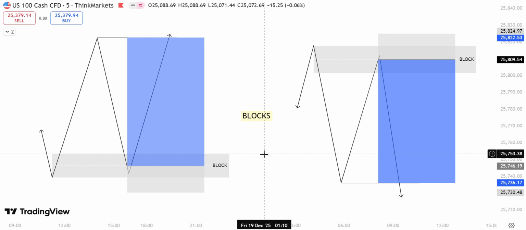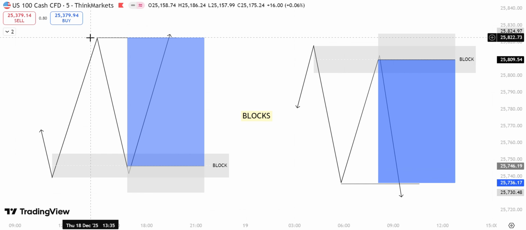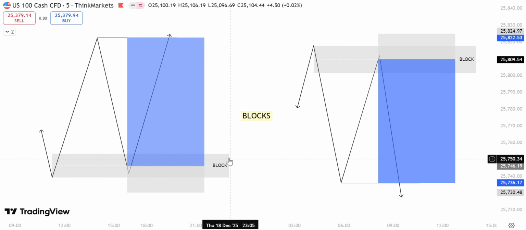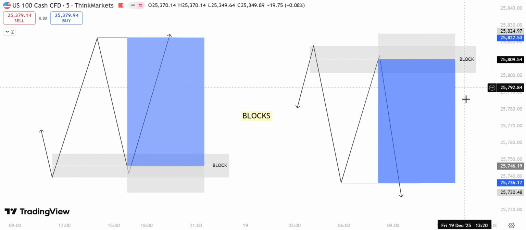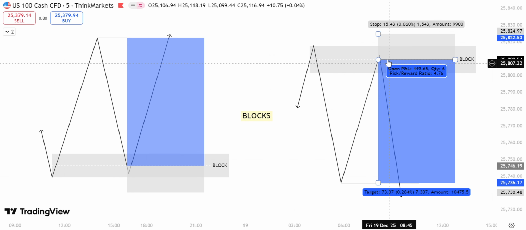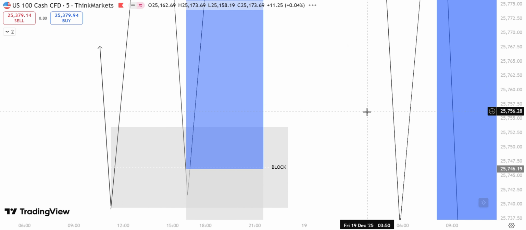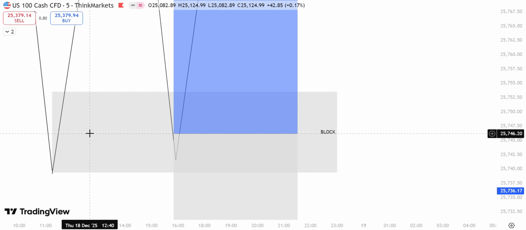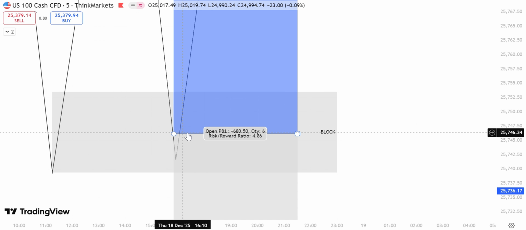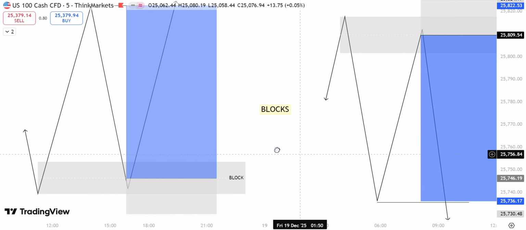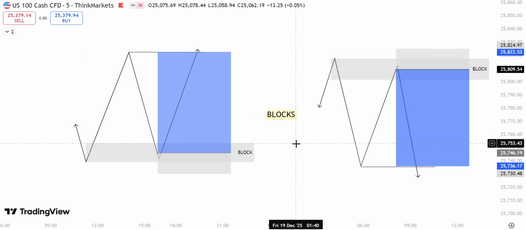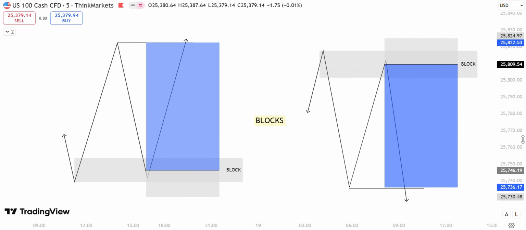So let's start things off with what are blocks. Blocks are basically the last candle before an impulsive move up or down, as you can see right here. And that last candle creates a block. Now, the block is an area where price tends to manipulate the 50% of it. You can see there's a little dot right here in the middle. Once price touches that dot, it's basically what it wants to do, and it normally reaches that 50% of that candle.